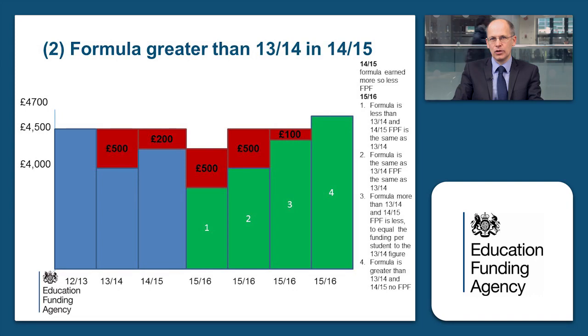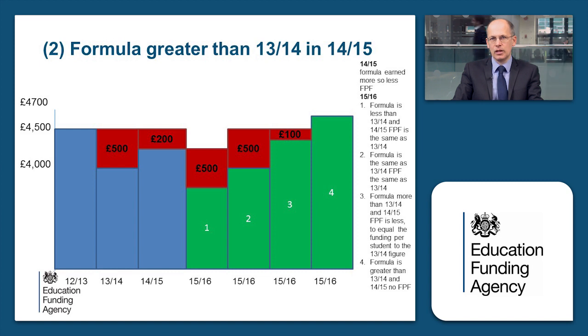This second set of examples shows the position where the amount earned from the formula in 14-15 was greater than in 13-14, so FPF in that year decreased to £200. The examples here show that, although the funding levels in 14-15 are different from those on the previous slide, the outcomes for the different scenarios in 15-16 are the same. In each case, we are comparing back to 13-14 as the baseline. So the crucial factor is how the amount of funding earned through the formula in 15-16 compares to the equivalent amount in that baseline year.